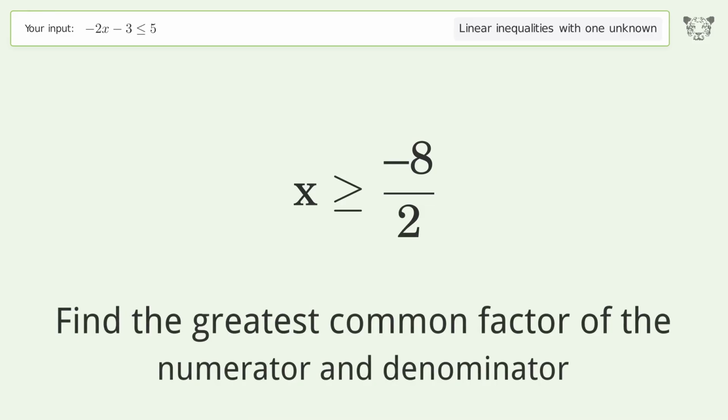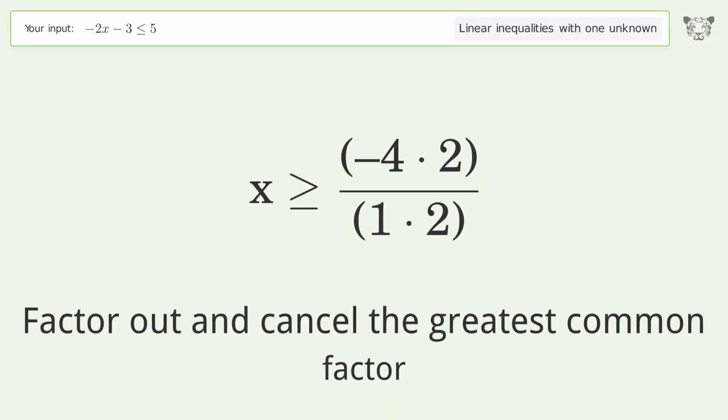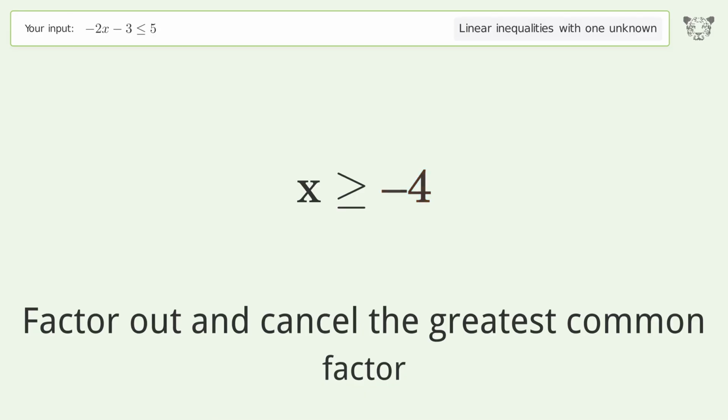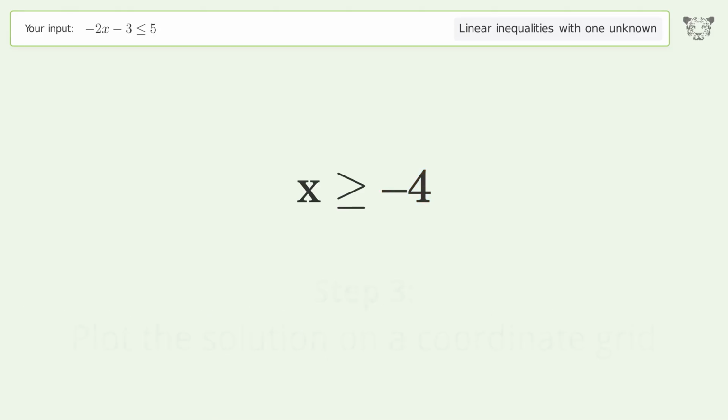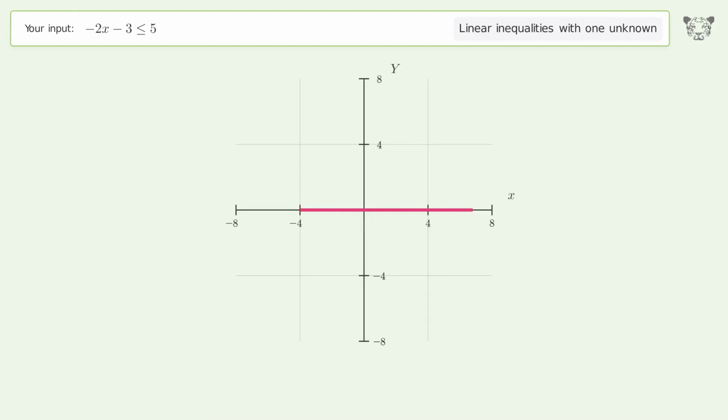Find the greatest common factor of the numerator and denominator. Factor out and cancel the greatest common factor. Plot the solution on a coordinate grid. And so the final result is x equal or greater than -4.